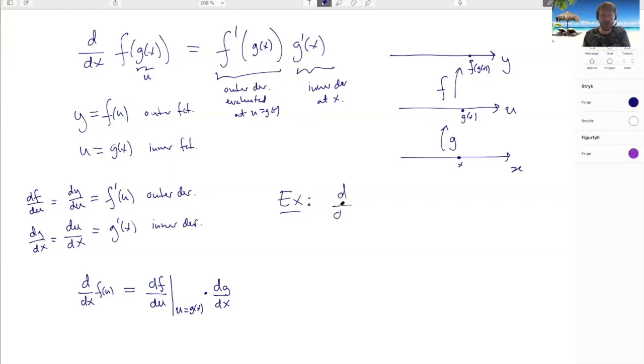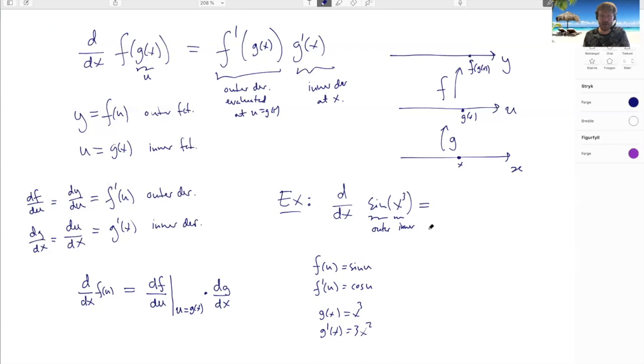So let's try to differentiate sine of x to the third. Now this would be my outer function, and this would be my inner function. So if my outer function is now f of u equals sine u, then my outer derivative is just this. And who's my inner function? That's x to the third. Then my inner derivative is this.